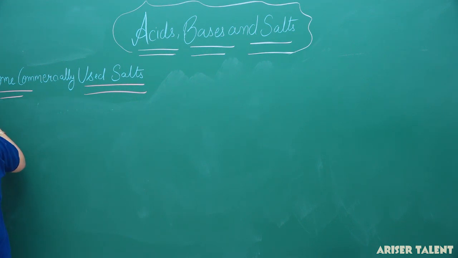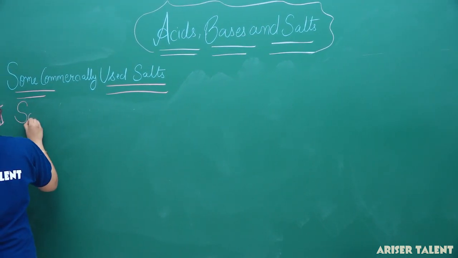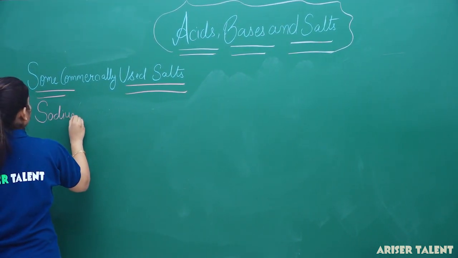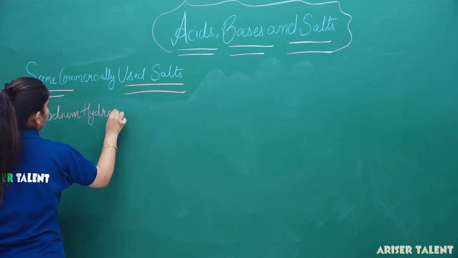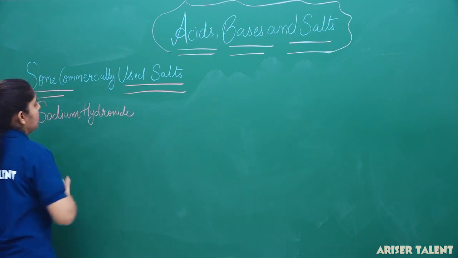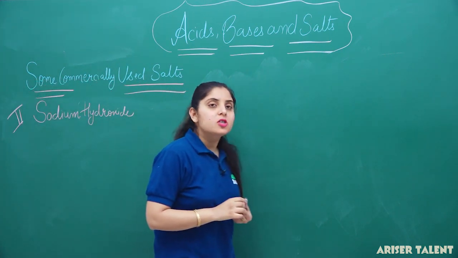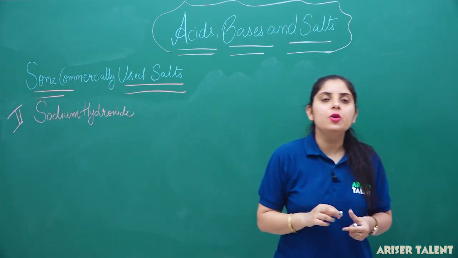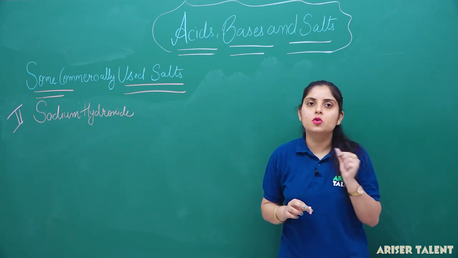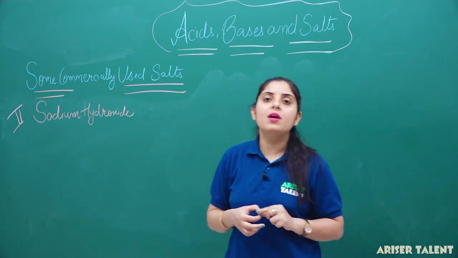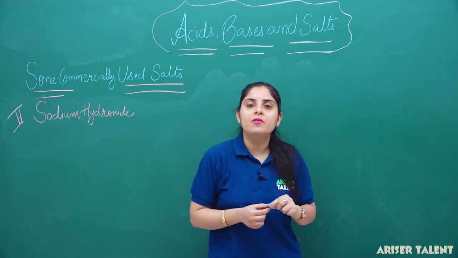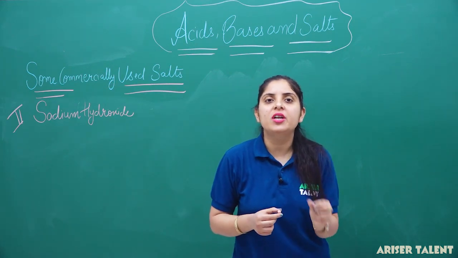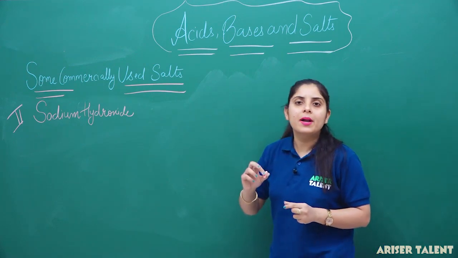So the second category of the salt is sodium hydroxide. Sodium hydroxide is basically known as caustic soda, that is its common name, and its chemical formula will be NaOH. It is used in a variety of applications in our daily life. Now we will deal with the preparation and the uses of this sodium hydroxide.